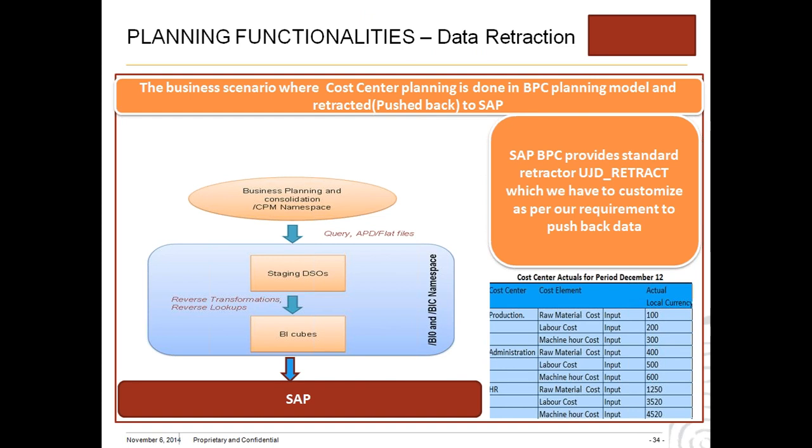This is my planning functionalities. This is the retraction. There are scenarios where I have to retract the data from BPC to ECC. For example, cost center planning: I will do cost center planning in BPC, and I don't want to repeat the same planning in ECC. So I can retract from BPC to ECC as well.